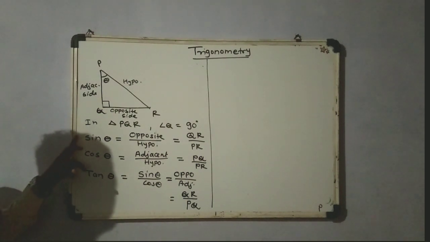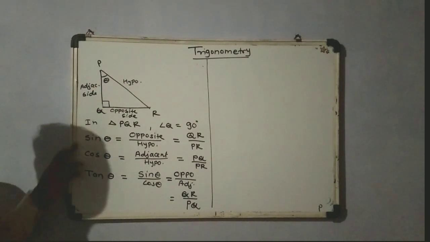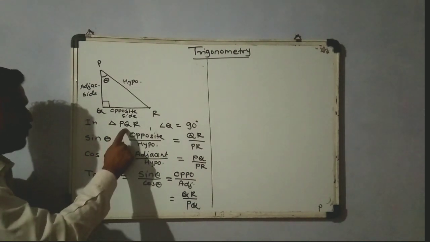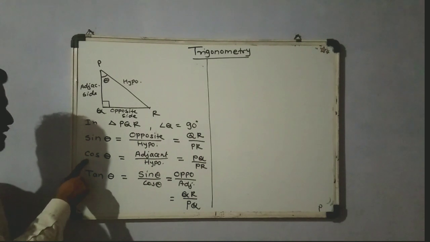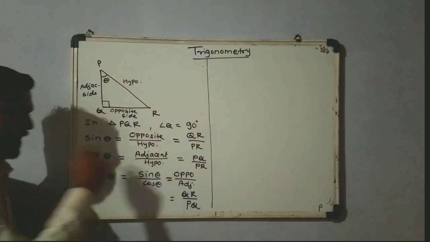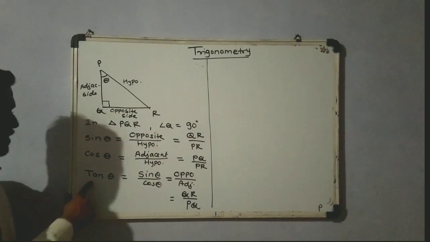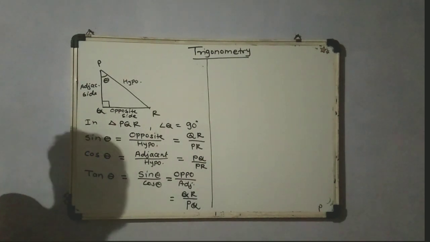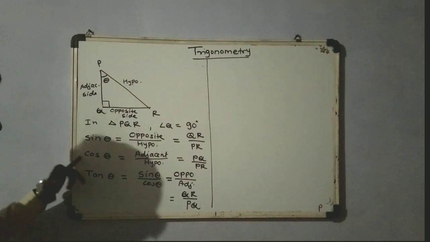So in that, you just have to learn sine and cos, and the ratio of sine and cos becomes tan. Sine is nothing but opposite upon hypotenuse, cos is nothing but adjacent upon hypotenuse, and tan is nothing but opposite upon adjacent. In the case of tan, the hypotenuse gets cut out. So, sine, cos, tan.